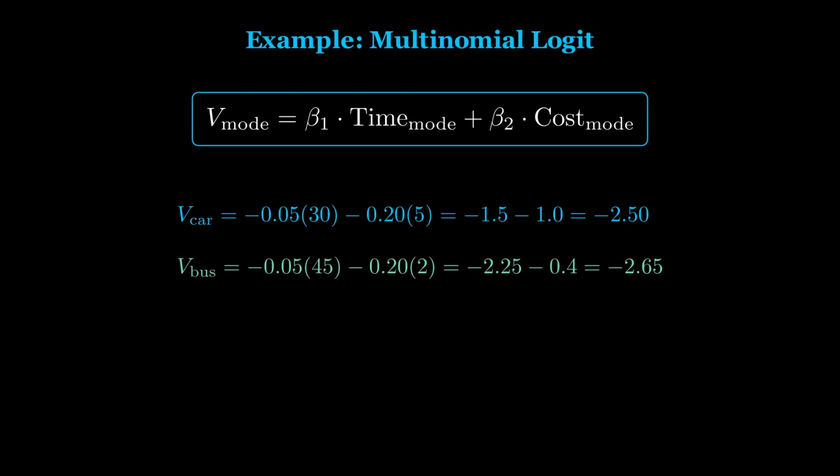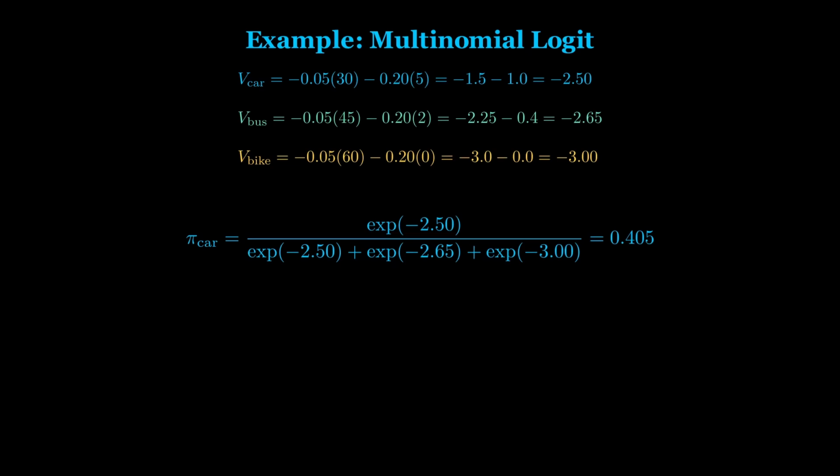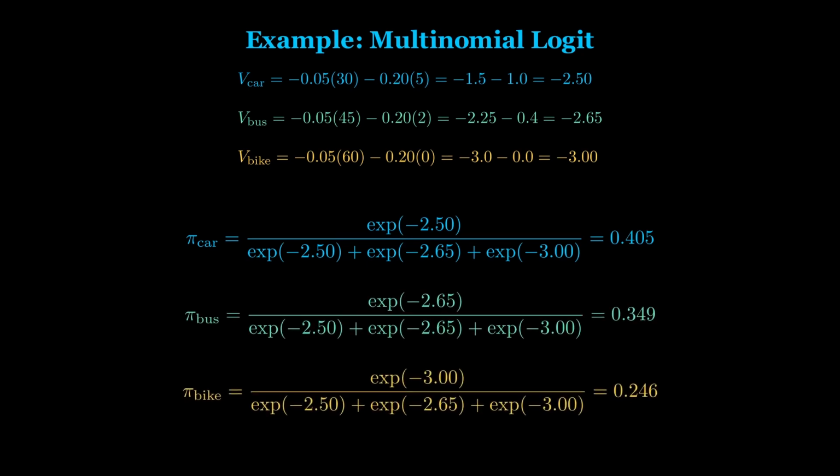For the bus, negative 0.05 times 45 is negative 2.25. Negative 0.2 times 2 is negative 0.4. So Vbus equals negative 2.65. And for the bike, negative 0.05 times 60 is negative 3. The cost is 0, so the second term drops out entirely. Vbike equals negative 3. Now we convert these into probabilities. Each probability is the exponential of that mode's linear component divided by the sum of the exponentials across all three modes. Running the numbers, the probability of choosing the car is about 0.405, the bus about 0.349, and the bike about 0.246. Notice that these three probabilities are fairly close together. Hold on to that because it's going to change when we switch models.